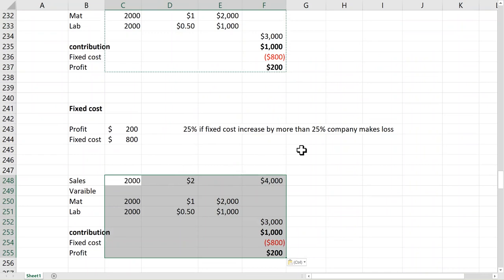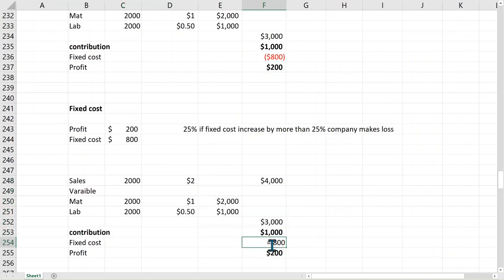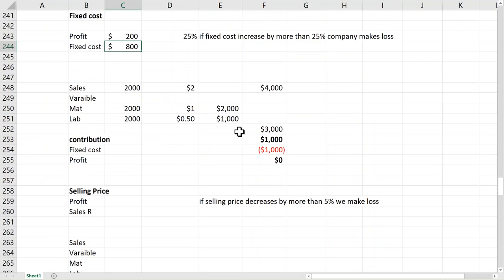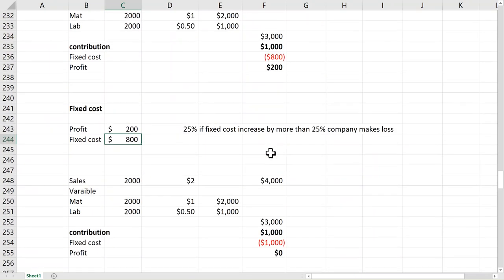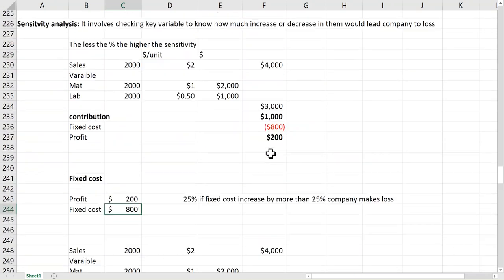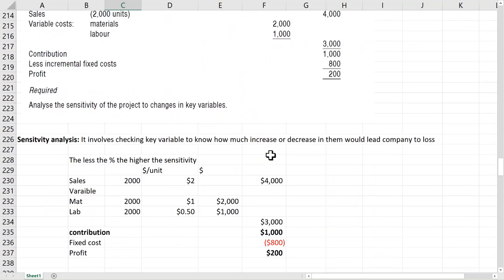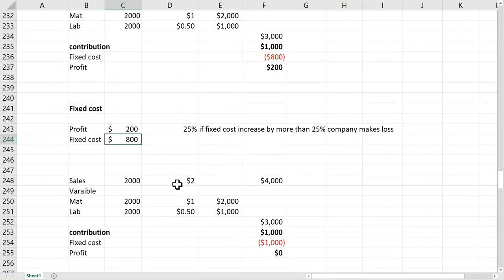Okay, so this is our original. Let me change this fixed cost and increase it by 25%. See, there is no profit, no loss. If I change it by more than 25%, then we have loss. So our calculation is, just take the profit, divide by fixed cost. Do it with every other variable. The only different variable is units. Otherwise, with everything else, you do the same thing.